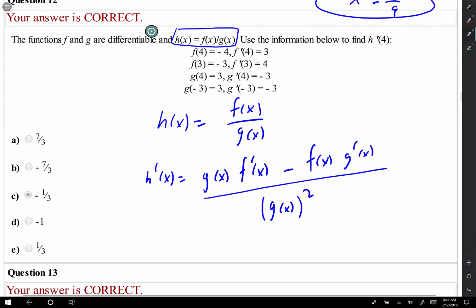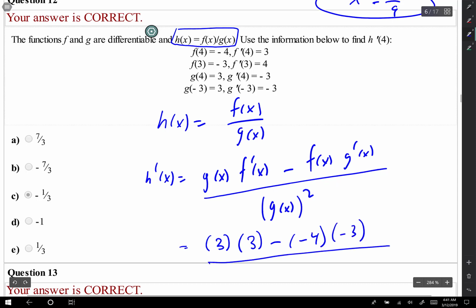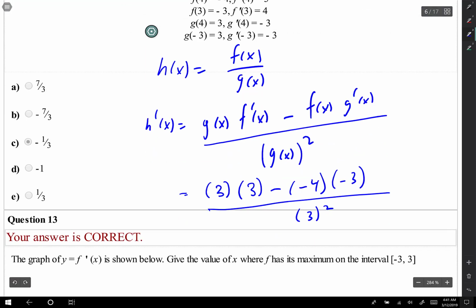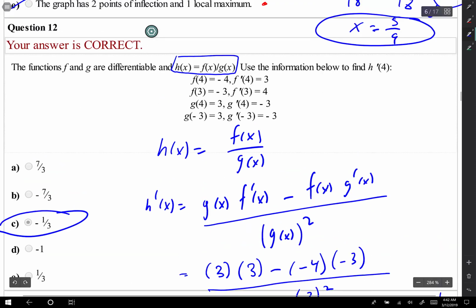Let's see, h prime of 4. So let's plug it in. So g of 4. Where are you? G of 4, 3. F prime of 4 is 3 minus f of 4 is negative 4, and then g prime of 4 is negative 3 all over g of 4, which is 3. So we get 3 times 3 is 9, 4 times 3 is 12, over 9. 9 minus 12, so negative 3 over 9, so negative 1/3. Negative 1/3. And that's it, guys.